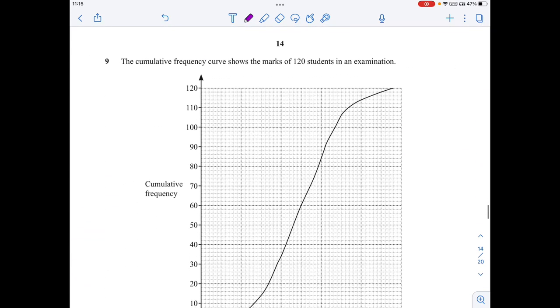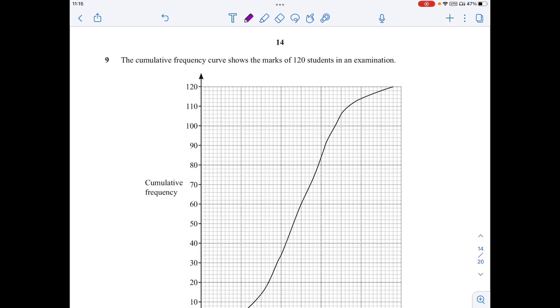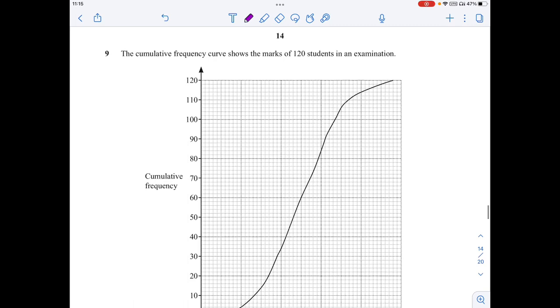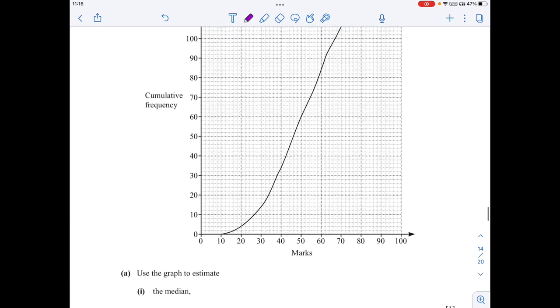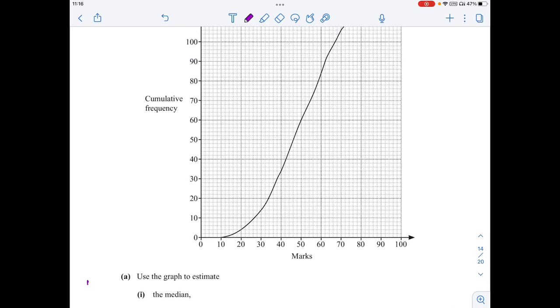Question number 9. The cumulative frequency curve shows the marks of 120 students in an examination. Use the graph to estimate the median. So median is 120 divided by 2, which is 60. From 60, draw a line, hit the graph, and drop it down. So it's going to be 50.